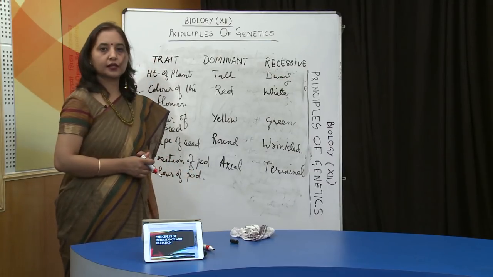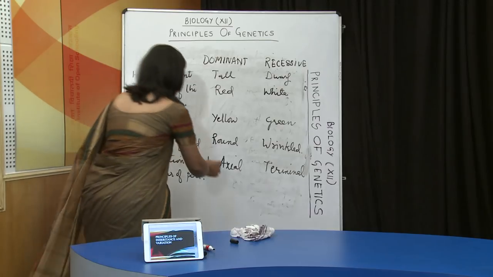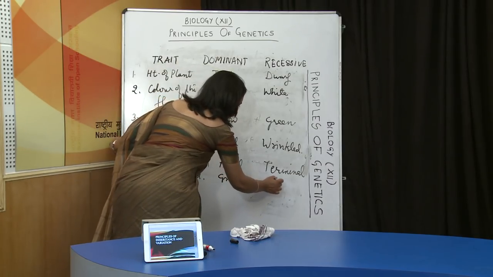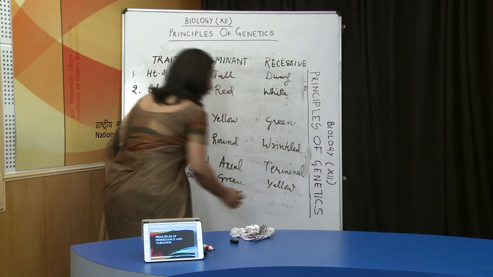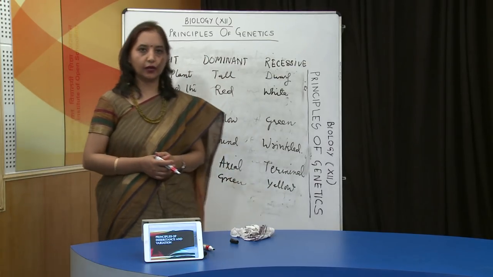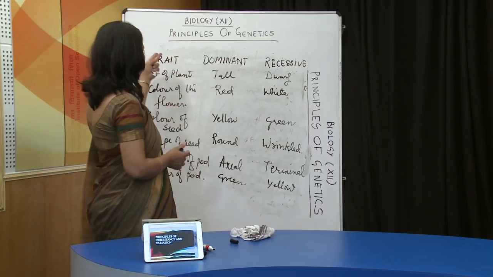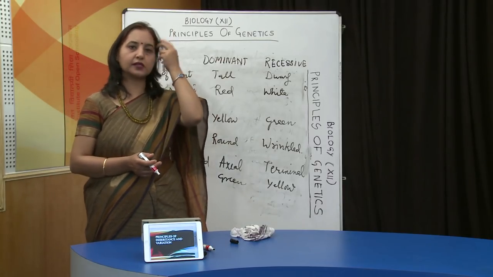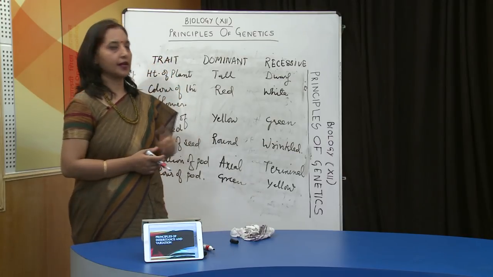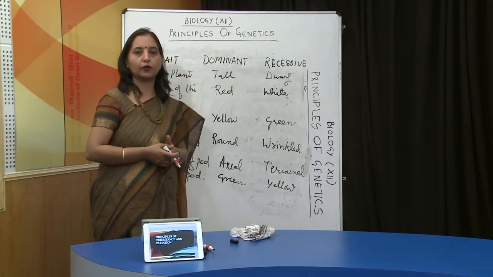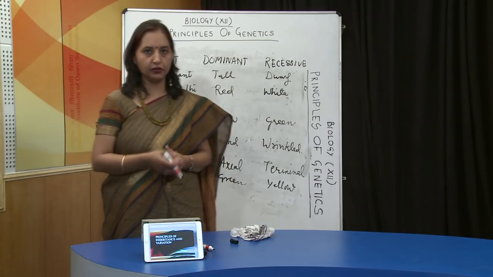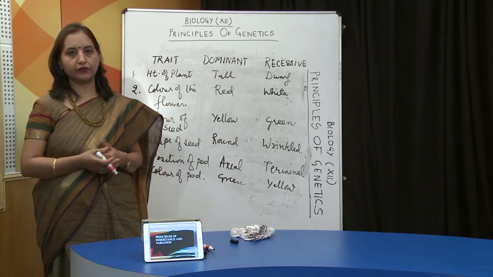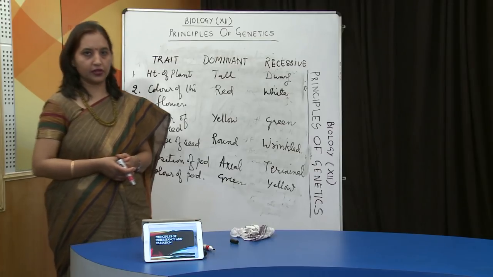The next character was color of pod, and green color was dominating over yellow color. So these were the traits that were studied by Mendel for his experiments, and out of these, some were dominating. Dominating means the ones which appeared in the first generation, and some were recessive, the ones which did not appear in the first generation.